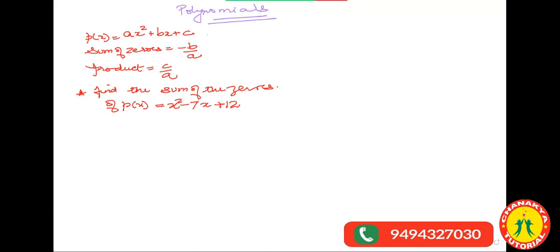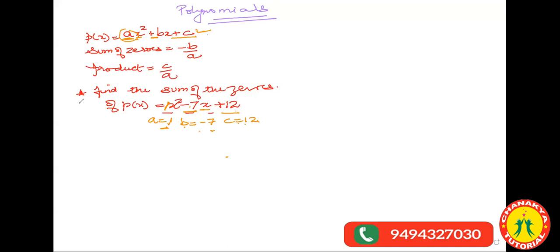Beta, unmute yourself. Now, first of all, tell me, Meher, what are the values of A, B, and C here? Ma'am, A is 1, B is minus 7, and C is 12. Yes. Here the coefficient of x square is 1, and in the standard form the coefficient of x square is A, so the value of A will be 1. The coefficient of x is minus 7, and in the standard form the coefficient of x is b, so the value of b is minus 7. Plus c means the constant term, so on comparison the value of c will be 12.